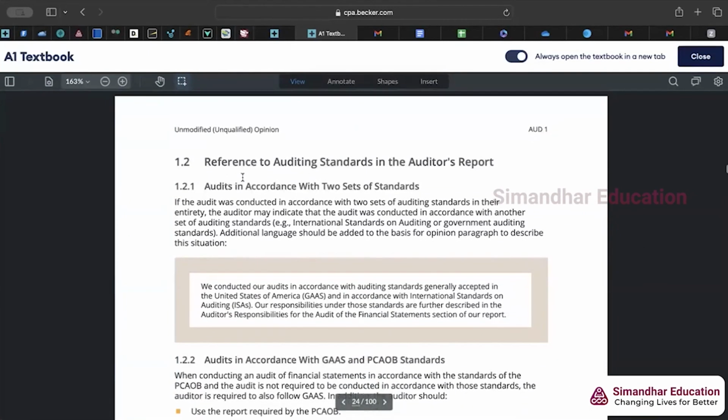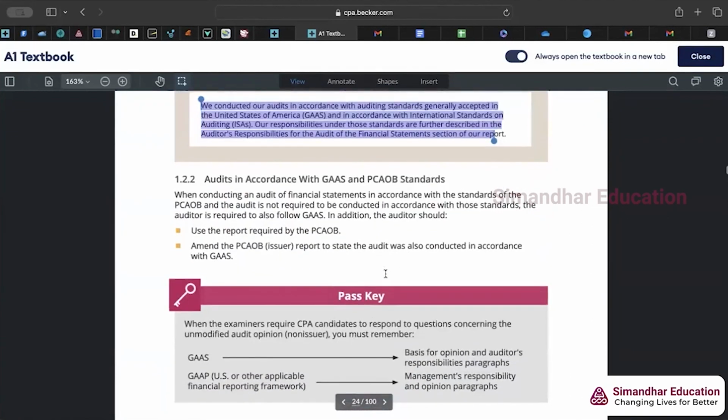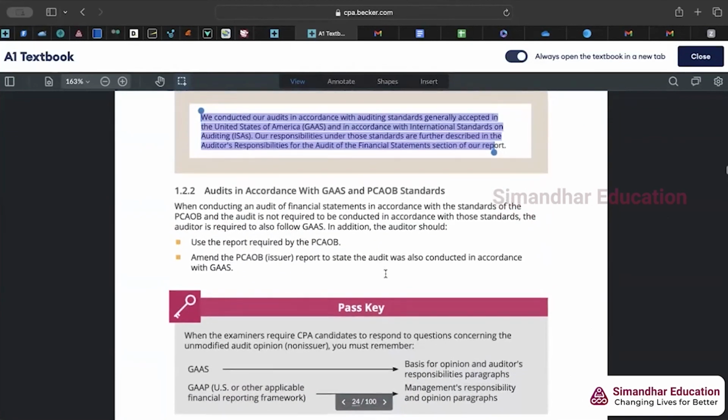Okay. Now, if the audit is conducted in accordance with two standards, then you will write, we have conducted our audit in accordance with GAAS and in accordance with international standards on auditing. Our responsibilities under those standards are described in the auditor's responsibilities section. If you're giving two references, this is how you will give it. Are we clear?